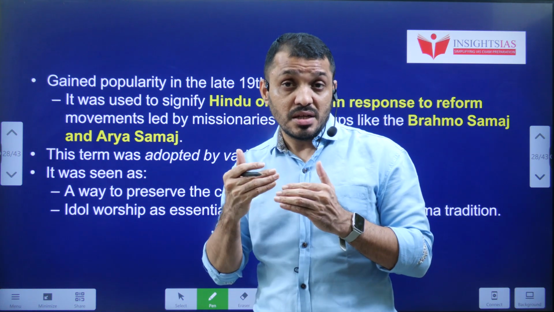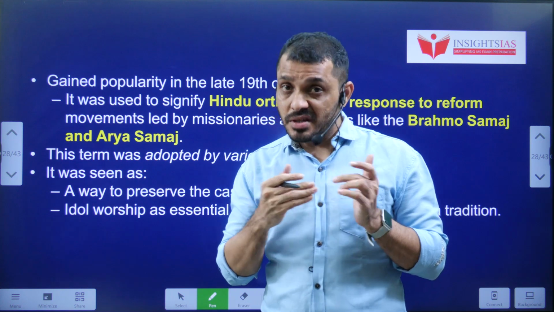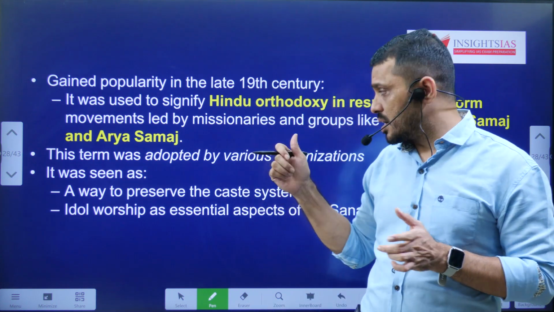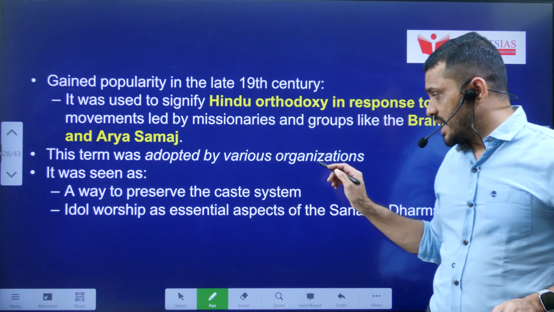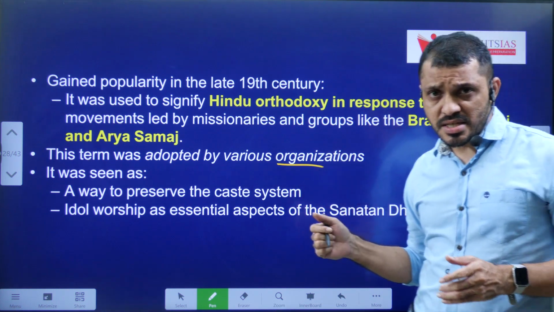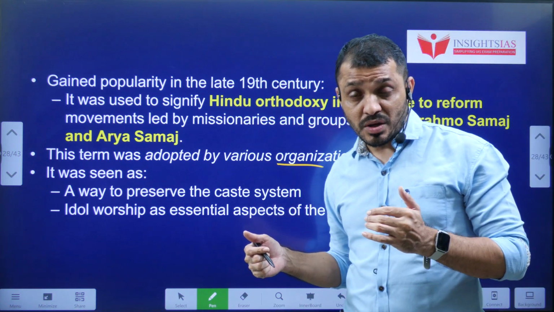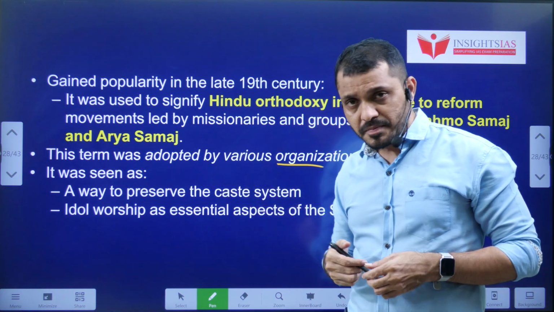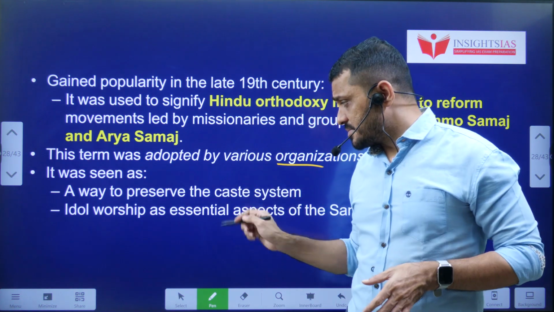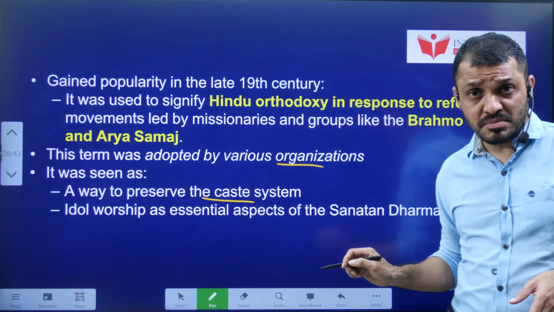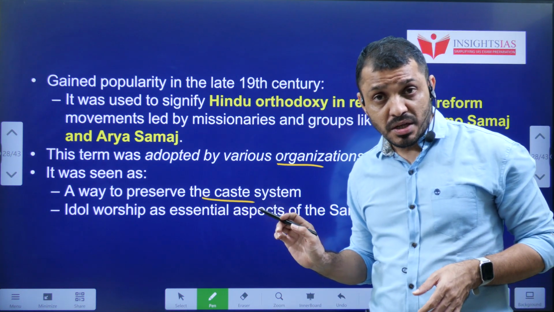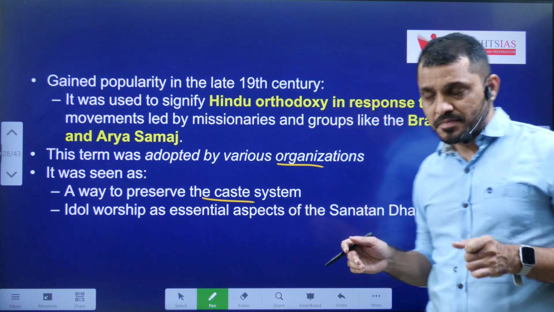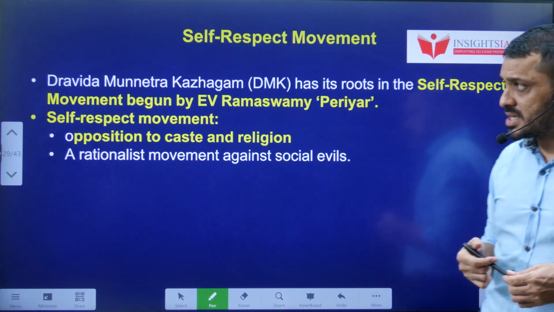So to counter the socio-religious movements, they started these Sanatana Dharma movements, and this was adopted by various organizations, various sabhas, okay, various movements. They prescribed to the idea of Sanatana Dharma. It was mainly seen as to preserve the caste system, to preserve the idol worship, and to preserve the ancient values. The Sanatana Dharma movements.